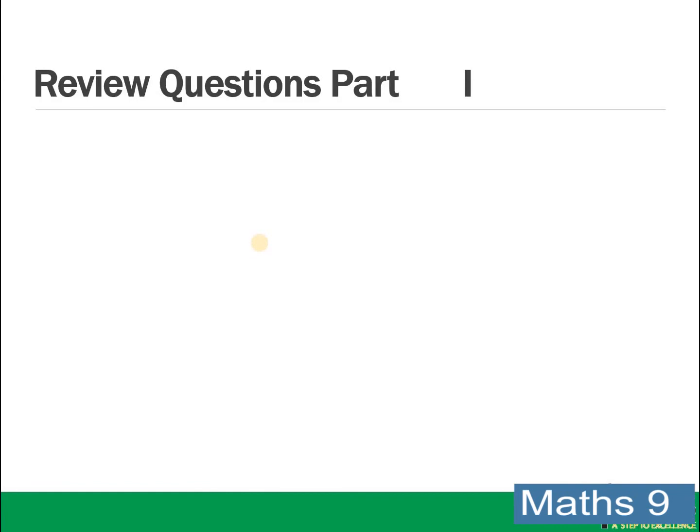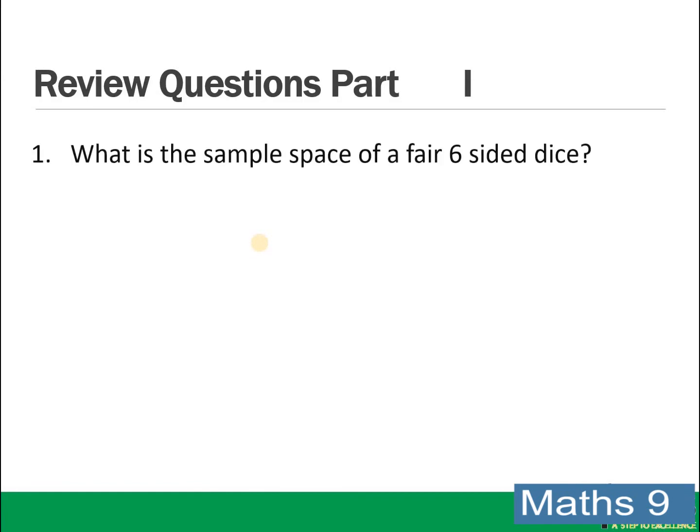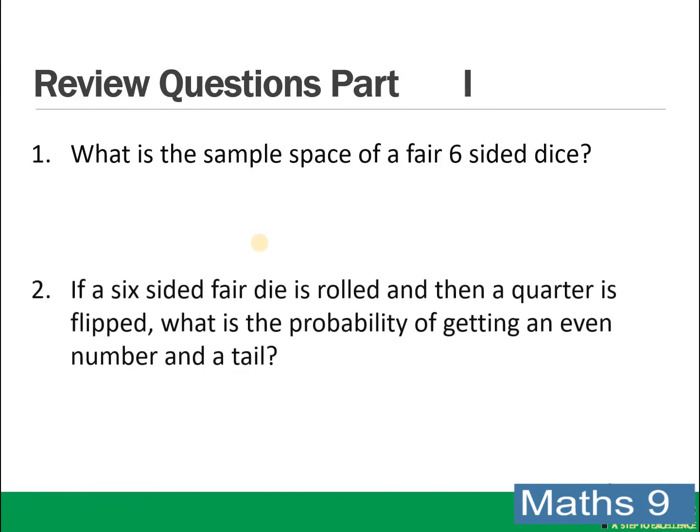Review questions part 1. What is the sample space of a fair 6-sided dice? If a 6-sided fair dice is rolled and then a quarter is flipped, what is the probability of getting an even number and a tail? Pause the video whilst you work them out.